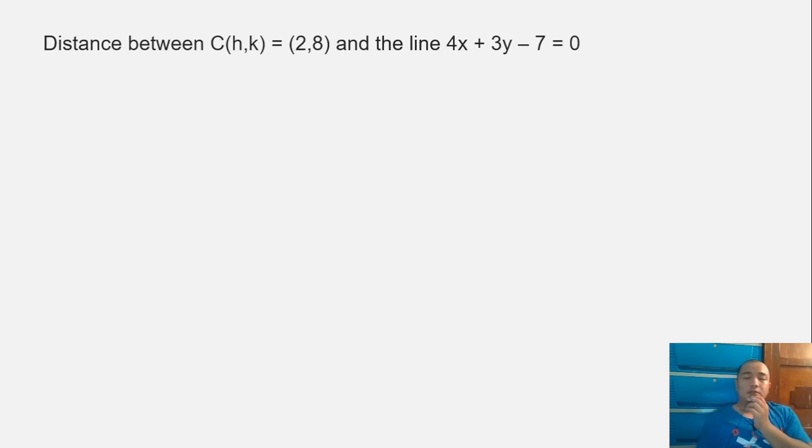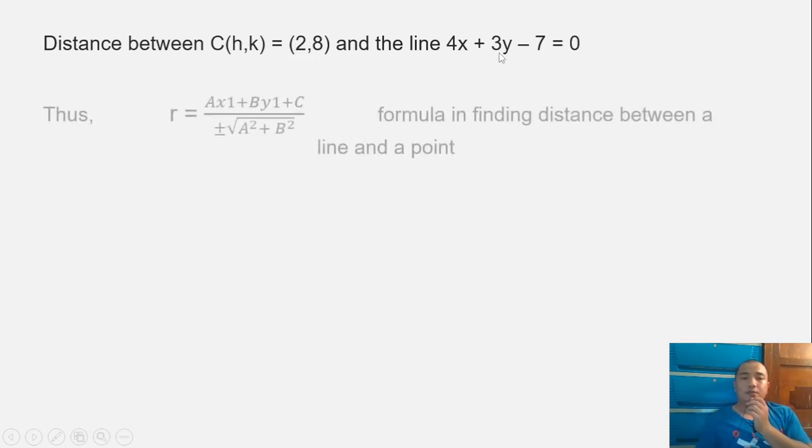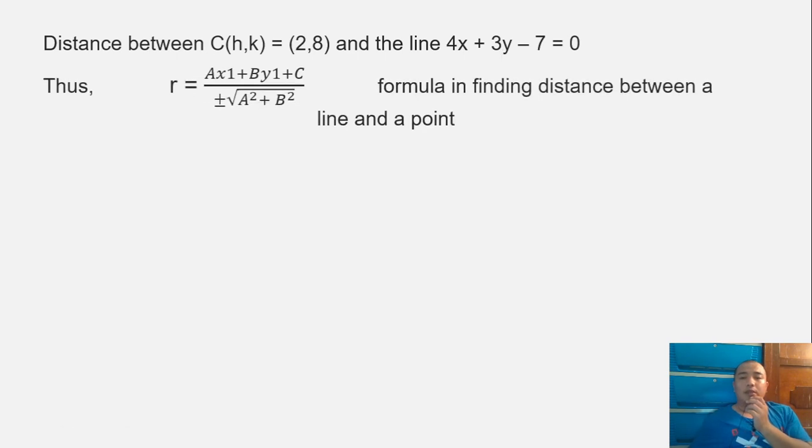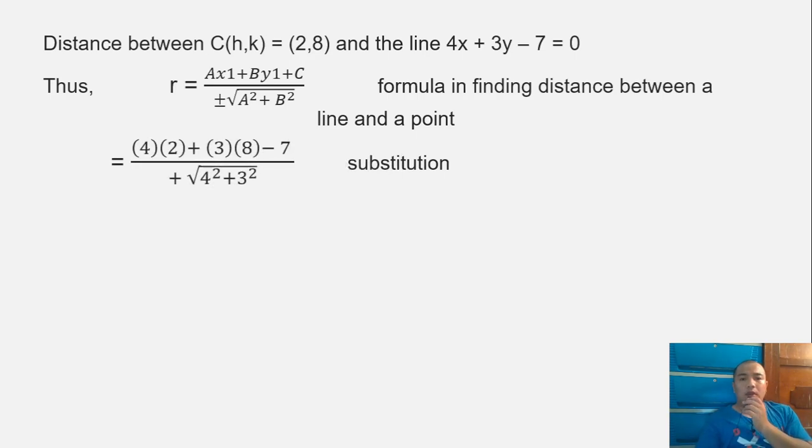So to solve for the radius, this is on circle A na tayo. Center (2, 8), line 4x plus 3y minus 7 equals 0. Ito yung tangent line. So whatever distance between the center and this line, it's the length of the radius. So we'll use this formula, finding the distance between a line and a point. A is 4, B is 3, C is negative 7, x is 2, y is 8. So substitute natin dito. 4 times 2 plus 3 times 8 minus 7 over square root of 4 squared plus 3 squared.